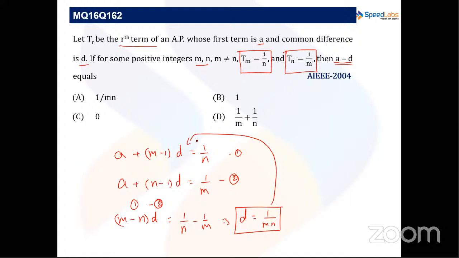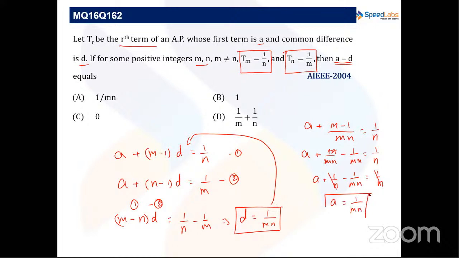So from this, D would be equal to 1 upon mn. Putting this value of D in here, we will be getting A plus (m minus 1) upon mn equals 1 upon n. So A plus m upon mn minus this equals 1 upon n. So A plus 1 by n minus this equals this. So A is also equal to 1 upon mn. So from this, we can see that both the values are equal. So A minus D is obviously 0.